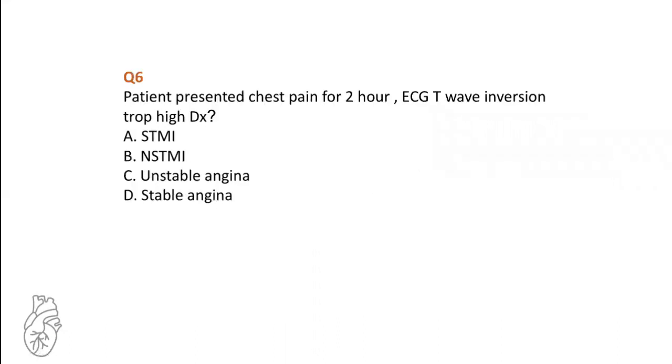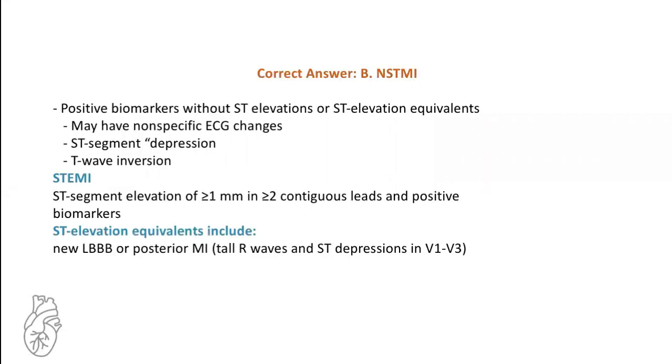A patient presented with chest pain for 2 hours. ECG shows T-wave inversion, troponin is high. What's the diagnosis? STEMI, non-STEMI, unstable angina, or stable angina? Non-STEMI, yes. So when you have positive biomarkers, like positive troponin or CK, and you have ST changes without ST elevation or ST equivalent. Very important, ST equivalent we know.